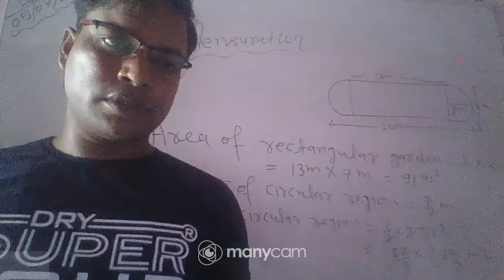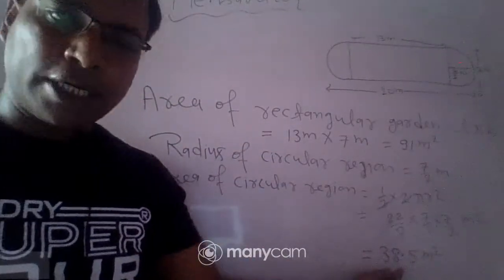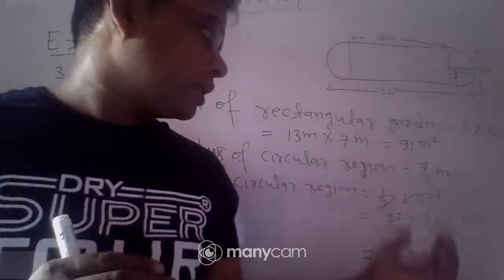Perimeter of garden is equal to perimeter of two circular regions, which is 2 pi r, plus this is 13, this is 13, plus 13. So 2 into 22 by 7 into r, where the radius is 7 by 2. So 2 cancels, 7 also cancels. Plus here 13 plus 13 is 26.